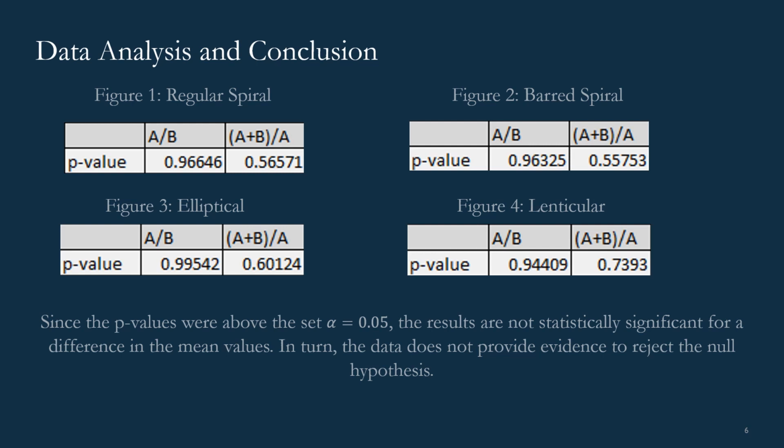For our project, this means that there is not evidence to reject the null hypothesis, or in other words, our data showed the galaxy proportion showed no evidence to be different from the golden ratio.